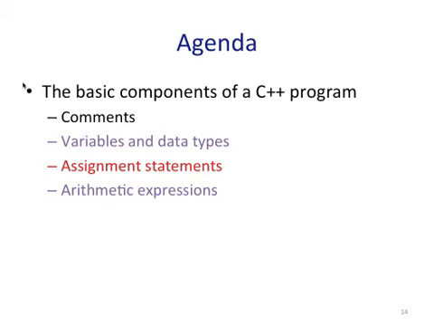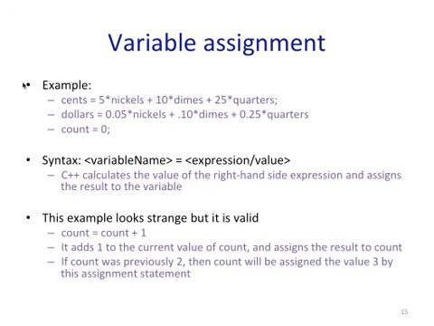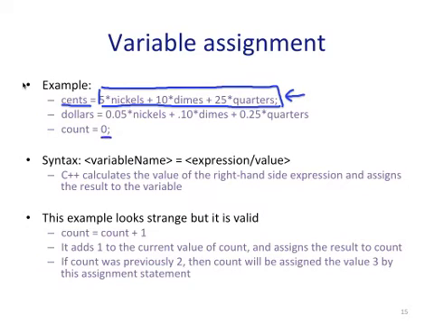Okay, so that takes care of variables and declarations. We now want to talk about how you can assign values to variables using assignment statements. So you've seen that syntax already where you have a right-hand side expression and that expression gets evaluated and assigned to a variable on the left-hand side. And you can either have an arithmetic expression as I have here, or it could be a simple value like 0 as I have there.